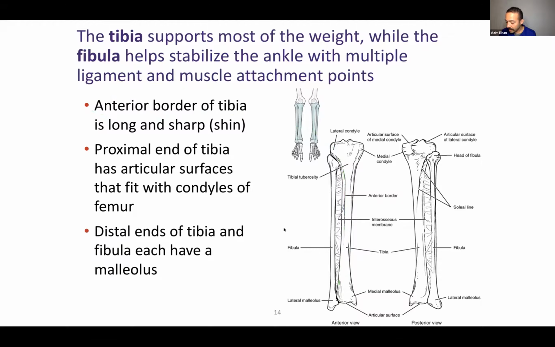The proximal end has these articular surfaces, articular condyles that fit in nicely with the condyles of the femur. So you've got condyles of the femur that are rounded, condyles of the tibia that are more like fossas, and they articulate with each other.